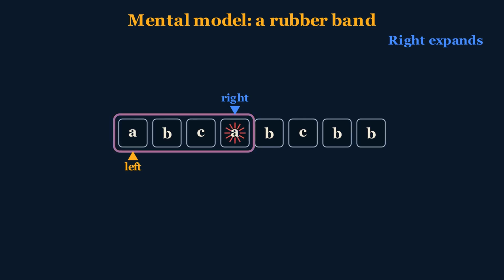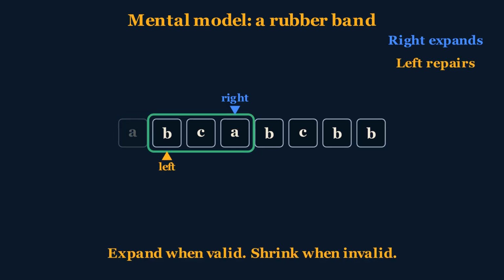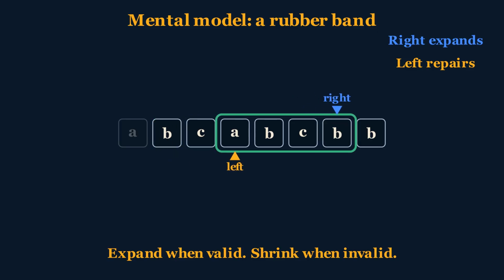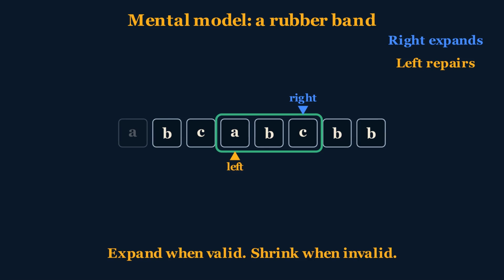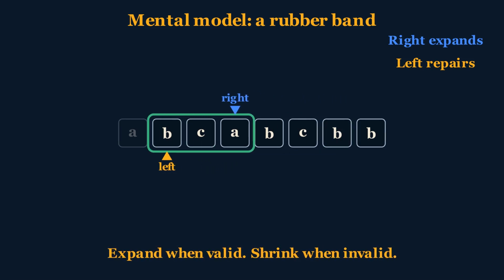Think of the window like a rubber band over the string. The right pointer stretches it, reaching for more. The left pointer tightens it the moment the rule breaks. Right expands. Left repairs. Say it with me. Expand when valid, shrink when invalid. That one sentence is the entire variable window.